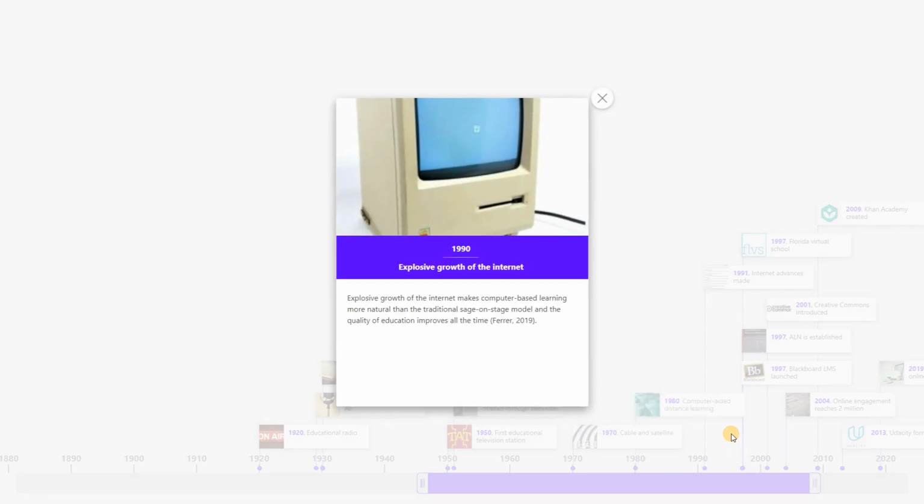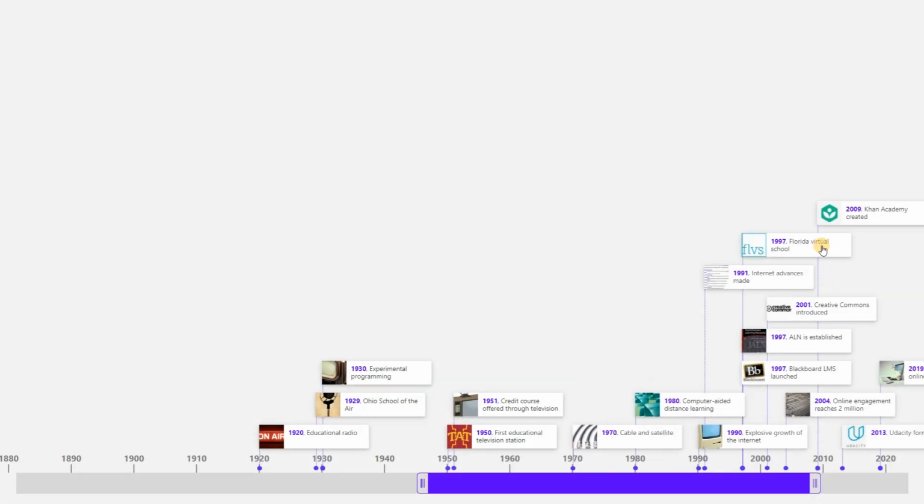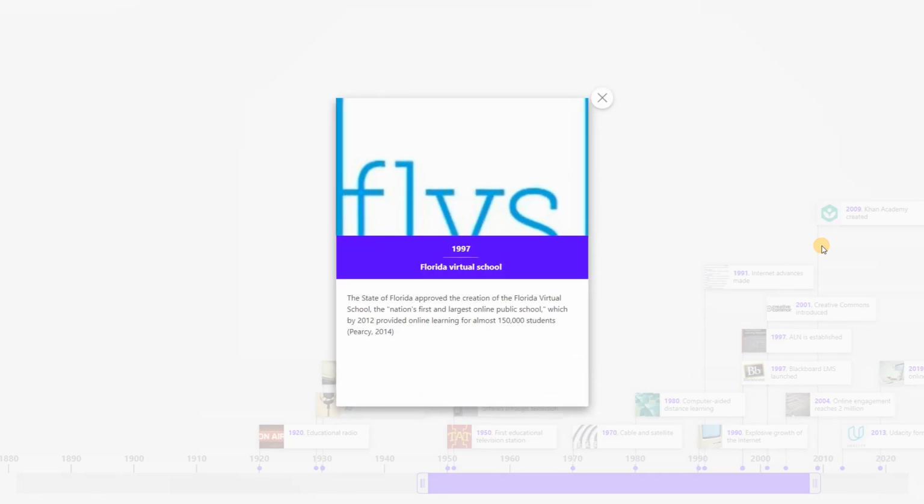Then came the 1990s. The internet exploded. Online learning became a natural option for many students. Thanks to the World Wide Web, education became available globally, with content accessible at any time, from anywhere. In 1997, critical developments occurred. The first public online school, the Florida Virtual School, was launched.